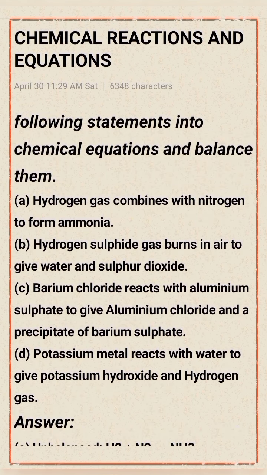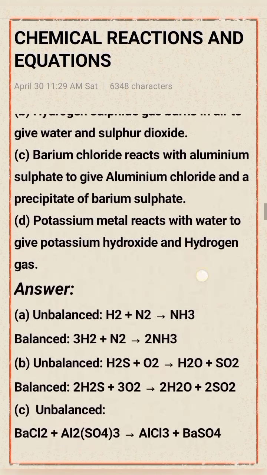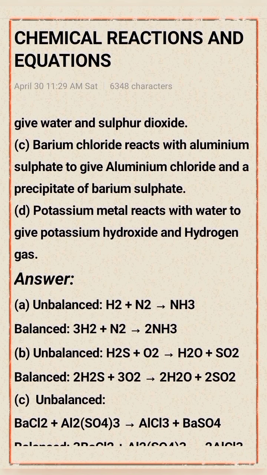Next question B: hydrogen sulfide gas burns in air to give water and sulfur dioxide. That is the unbalanced equation H2S hydrogen sulfide plus O2 oxygen, product formation H2O water plus SO2 sulfur dioxide. That is the balanced equation 2H2S plus 3O2 on the reactant part, and on the product part, 2H2O plus 2SO2.